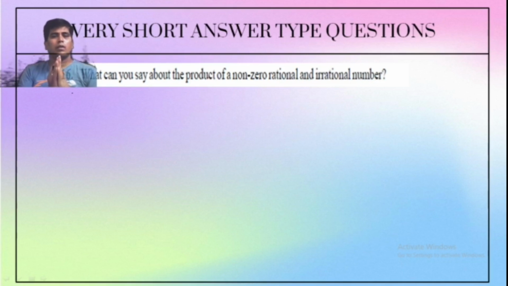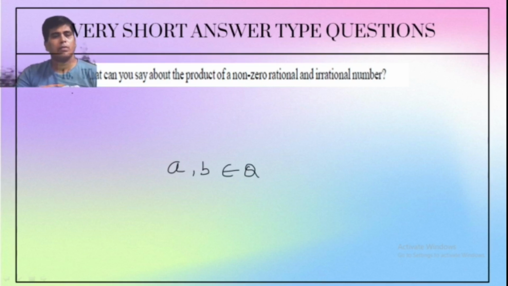What can you say about the product of a non-zero rational number and an irrational number? If I take a comma b, both are rationals. A and b are two numbers, both are rationals. If I apply any operation A circle B, here circle means maybe it is a plus, maybe it is a minus, maybe multiplication, maybe division. If A circle B, definitely it is a rational number.